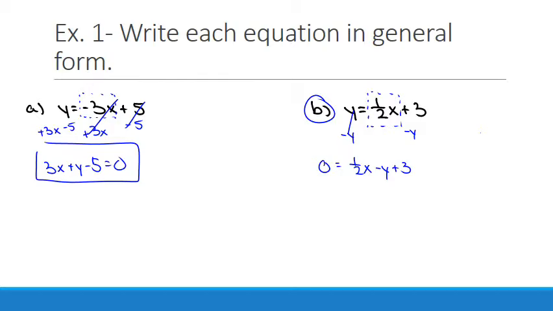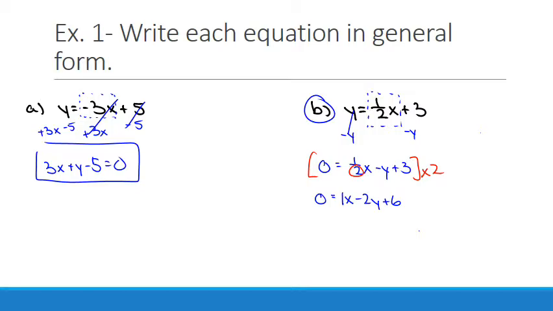All right, so we've dealt with that. Now we've got to get rid of the fraction. To get rid of the fraction, multiply by the denominator. There's only one fraction here, so we multiply by the denominator. If there are multiple fractions, we would multiply by the lowest common multiple of those denominators. So I'm going to multiply everything by 2. What's 0 times 2? 0. Half times 2 works out to 1. I could just write x, but I'll write 1x. Negative y times 2 is negative 2y. And positive 3 times 2 is positive 6.